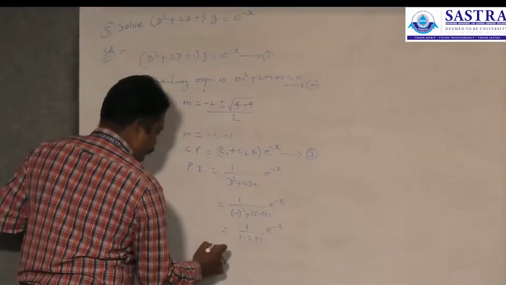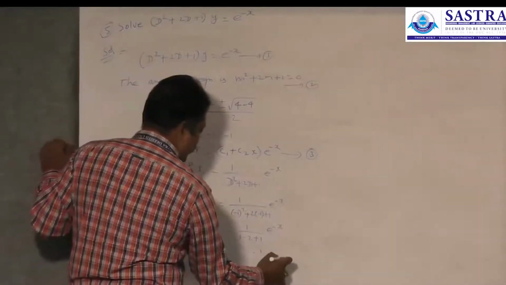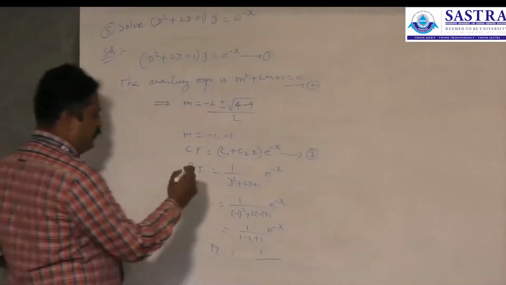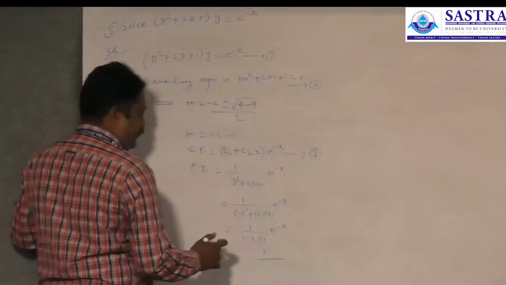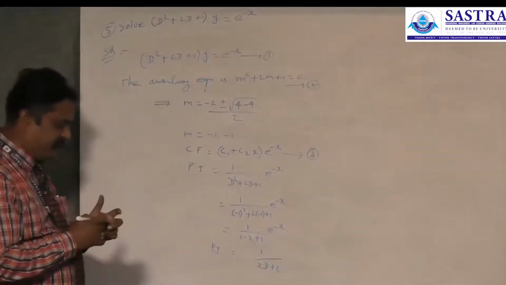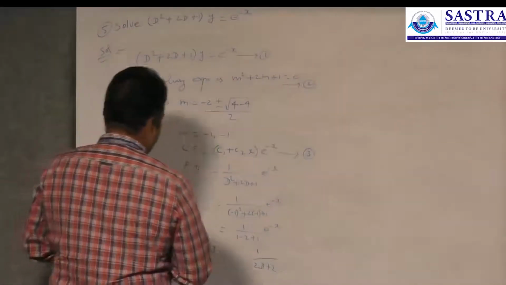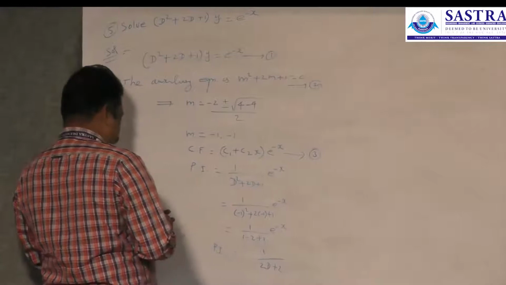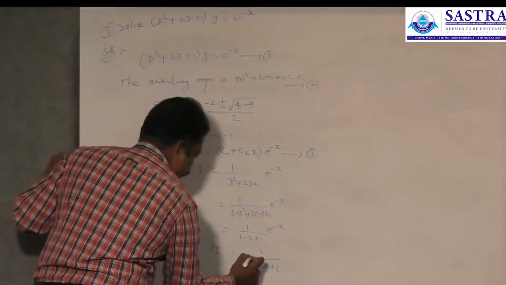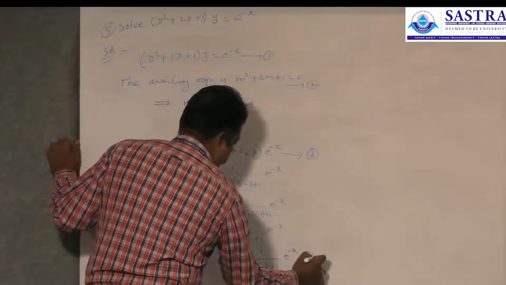So case of failure, denominator becomes 0. So we have to differentiate the denominator. On differentiating the denominator, we get 2d plus 2 in the denominator. When you differentiate d square, we get 2d. When you differentiate 2d, we get 2. So 2d plus 2 in the denominator. And whenever we perform differentiation, we have to multiply one x to the numerator simultaneously. So x into 1 by 2d plus 2, e to the power minus x. Case of failure.